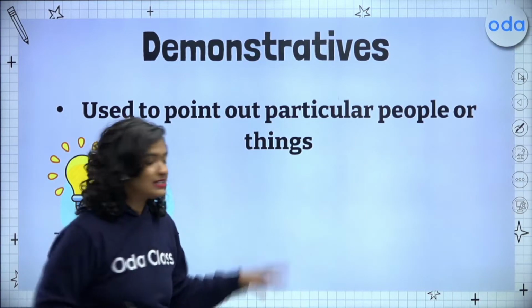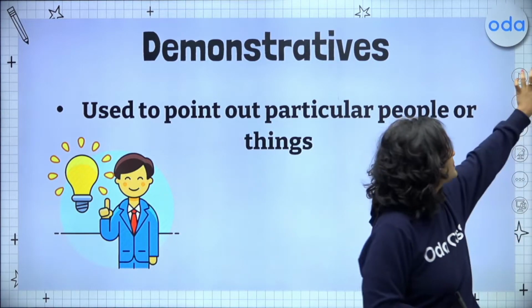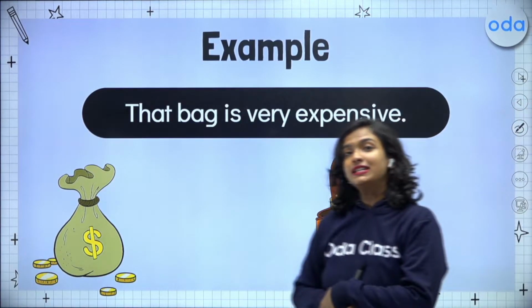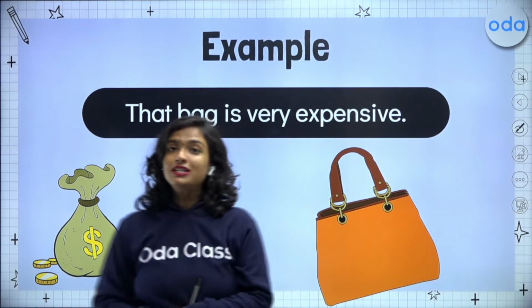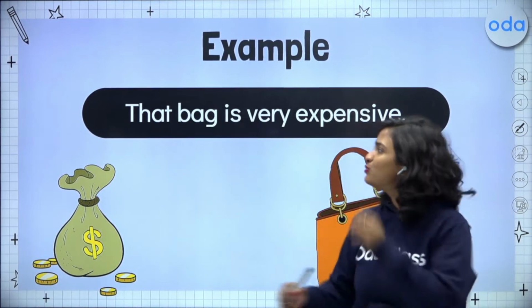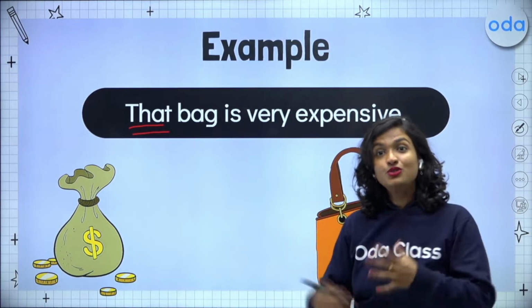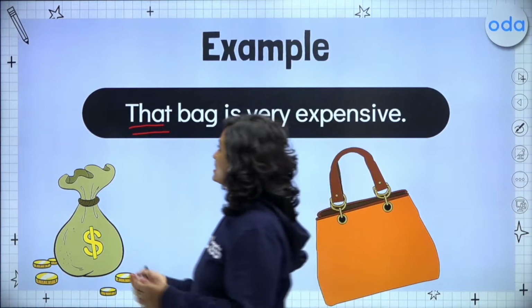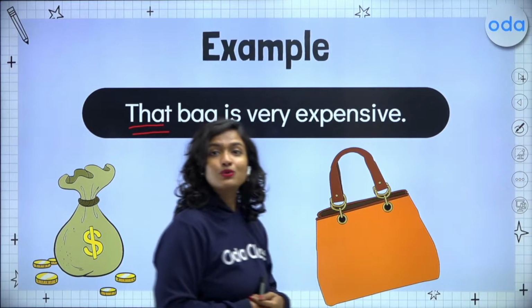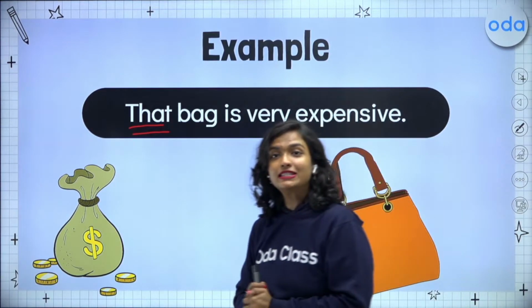All right. Let's take a look, students. Let's take an example. That bag is very expensive. So, what here, students? Notice once again that I am using this word that. I am using this word to do what? I am using it to point out that I am talking specifically about this one bag. Okay? That bag is very expensive.